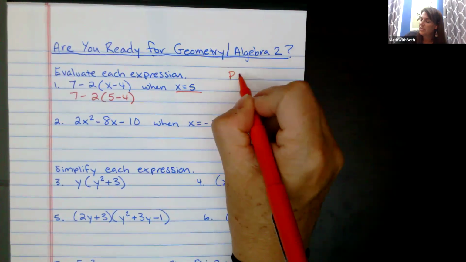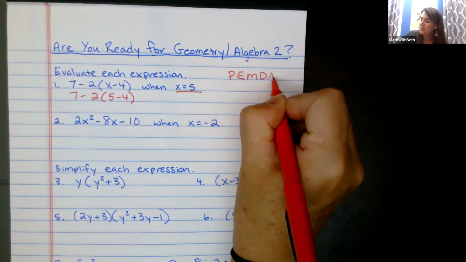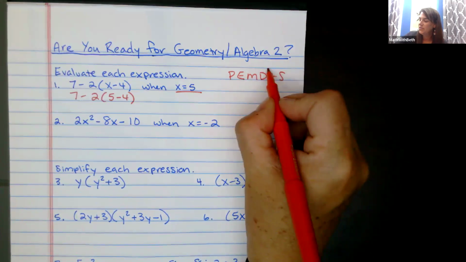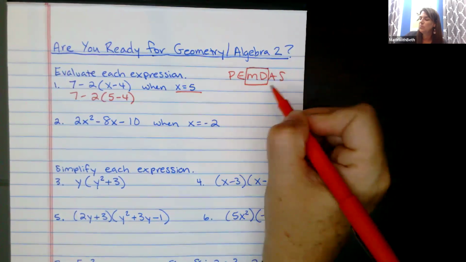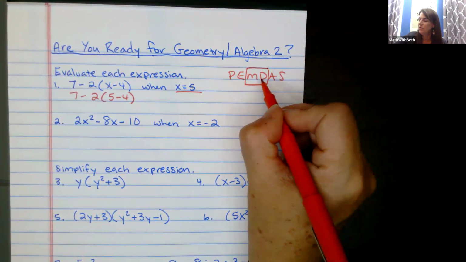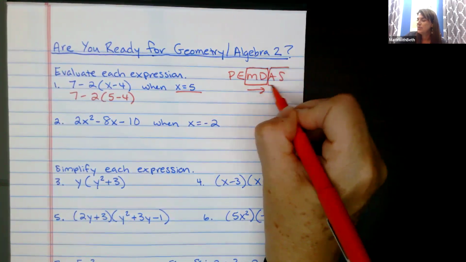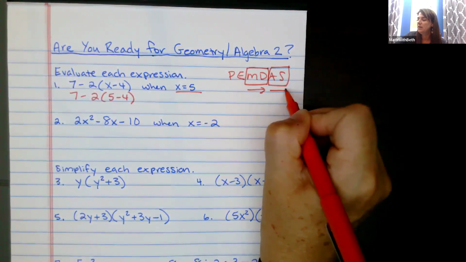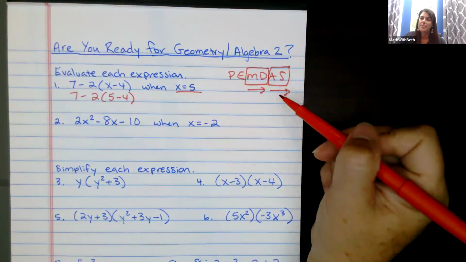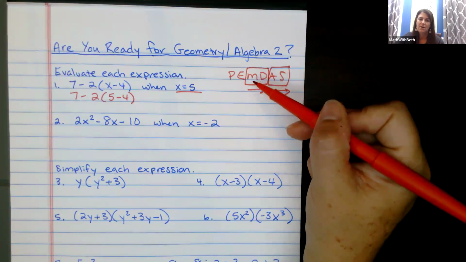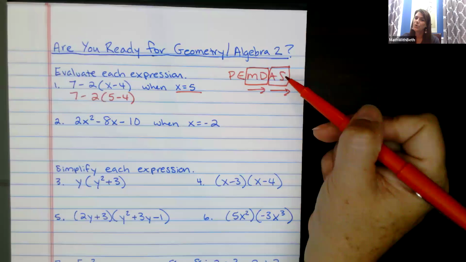Remember order of operations, PEMDAS means parentheses, exponents. But then the trick is the next thing you do is you multiply or you divide. If you have both of those things, you go from left to right. And then the very last thing you do is adding and subtracting. But again, you go from left to right. What that means is you might sometimes divide before you multiply. And you might sometimes subtract before you add. It depends on which one comes first.